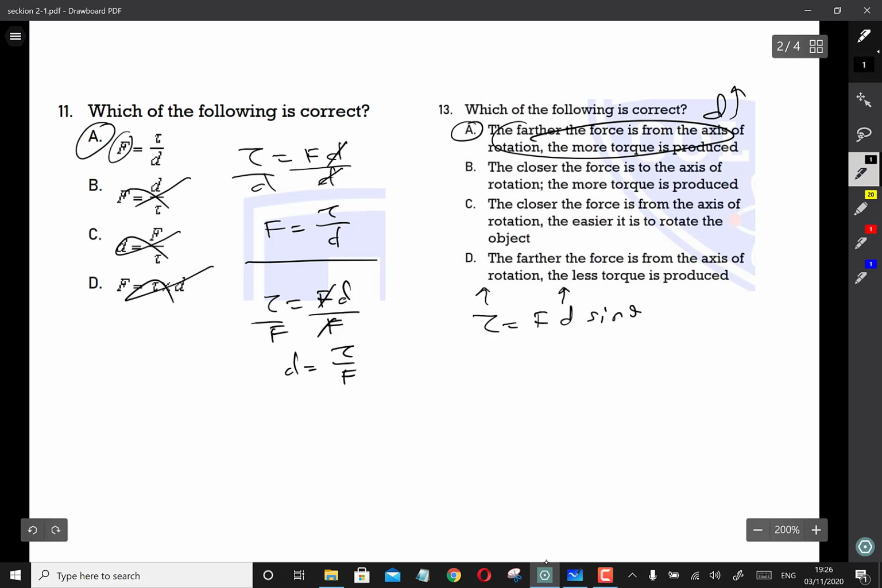But others: the closer the force to the axis of rotation, d is decreasing, so torque decreases. So it's not easier to rotate. The farther the force is from the axis of rotation, the less torque is produced? No, if you make distance greater, farther force means distance greater, torque increases. This is also not correct. So correct answer is A.